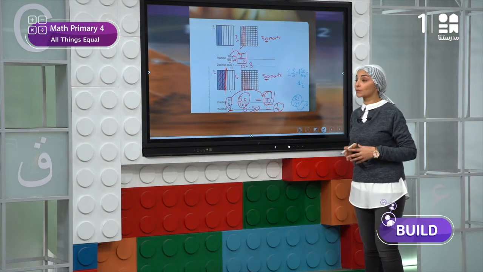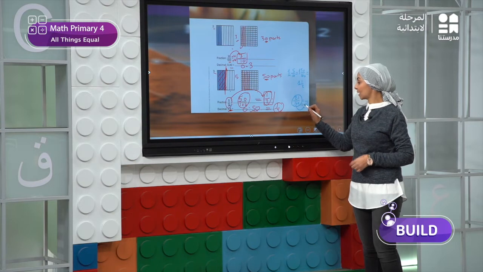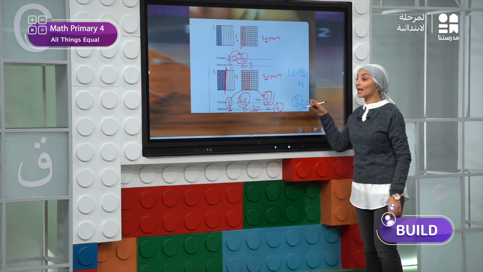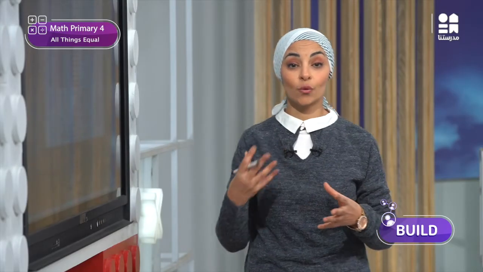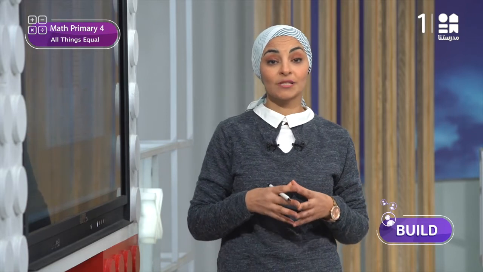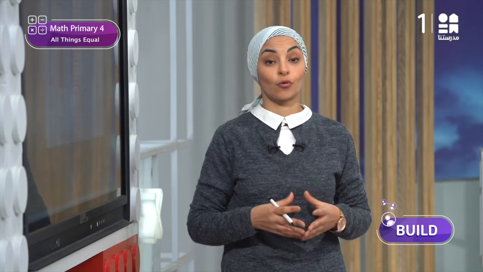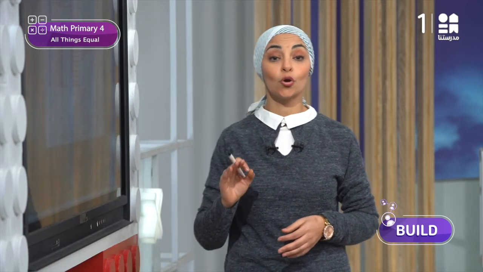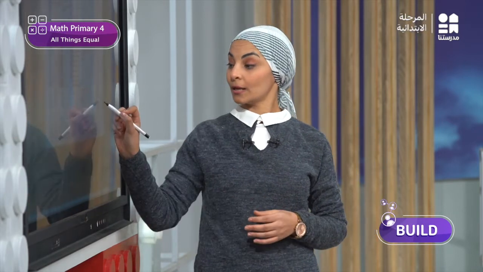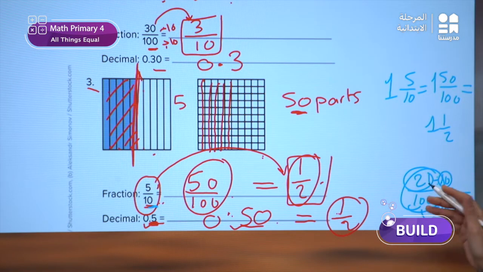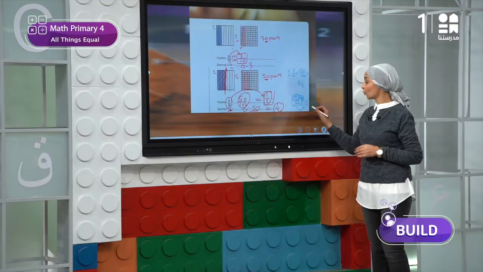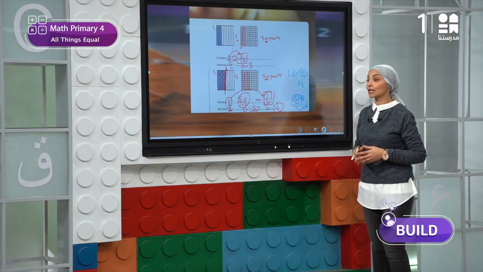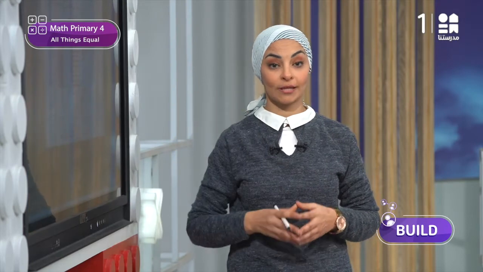Now 100 becomes 10. What did I do? I divided by 10. 100 divided by 10 equals 10, so I must also do 21 divided by 10. Can I do 21 divided by 10? Is there a number times 10 that gives 21? Of course not, right? I am sure you are all saying there's no such number. I cannot divide 21 by 10. So we cannot write a fraction equivalent to 21 over 100 with denominator 10, because 21 cannot be divided by 10.